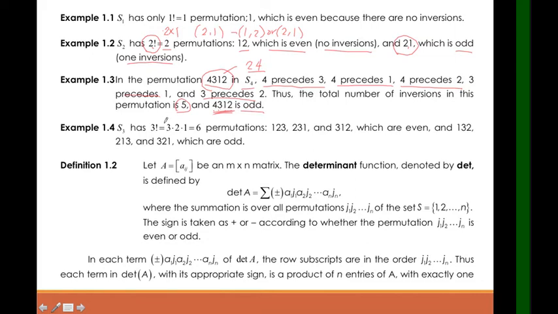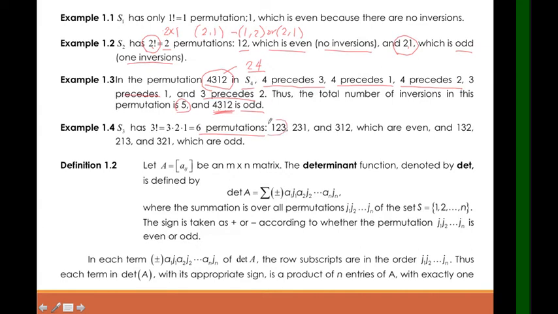S sub 3 has 3 factorial, which is 3 times 2 times 1, 6 permutations. So, pwede ko siyang paikutin ng 6 na beses. We have 1, 2, 3, 3, 2, 3, 1, and 3, 1, 2, which are even. And then, bakit even yung ito? Kasi it has 2 inversions.